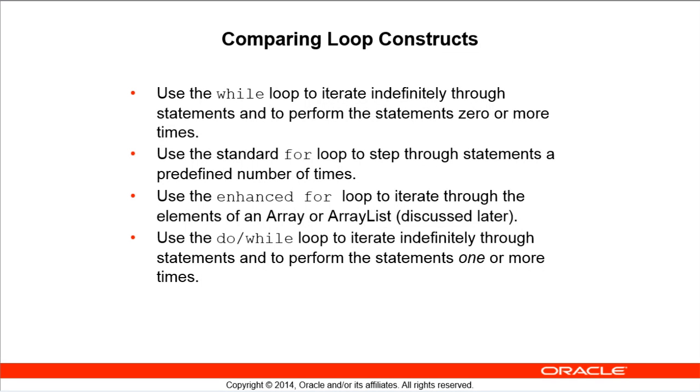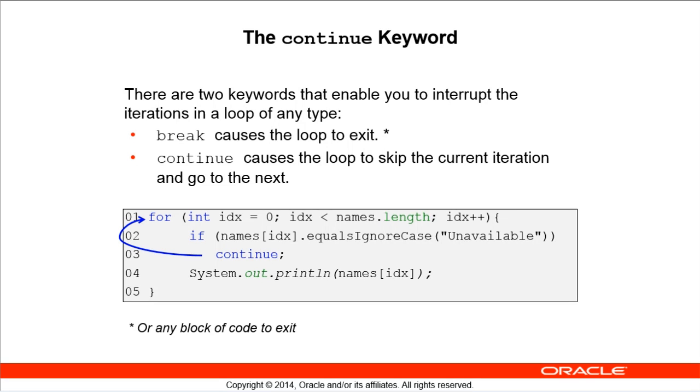There are two words that can be used to interrupt the iterations of any loop. First, break causes a loop to exit, or any block of code to exit. This can be used to exit a method, an if construct, a switch construct, or a loop. The break keyword will exit the containing code block, whatever that may be. Continue, on the other hand, causes a loop to skip its current iteration and move on to the next iteration. Continue is used only within a loop, and it's demonstrated here.